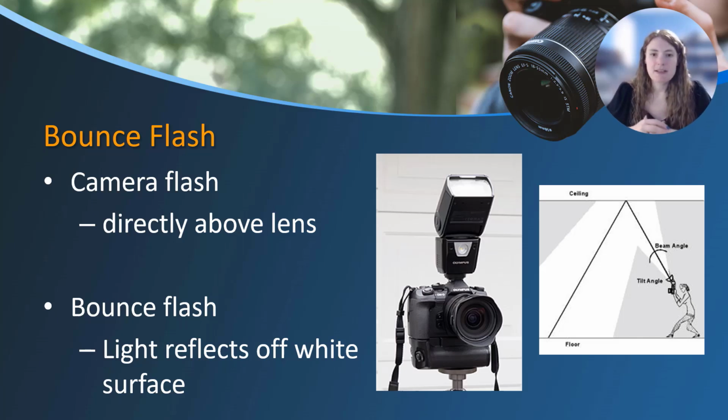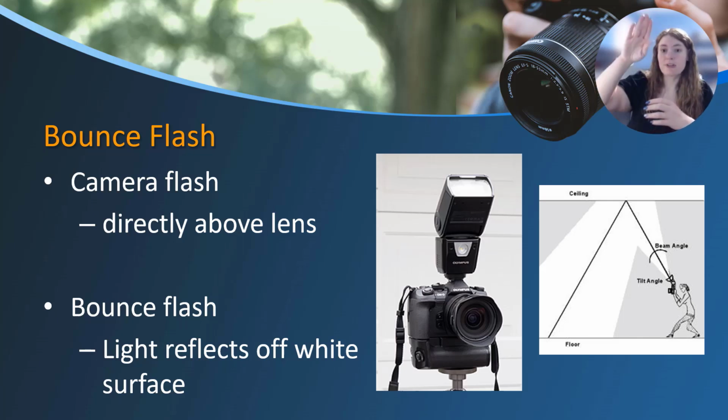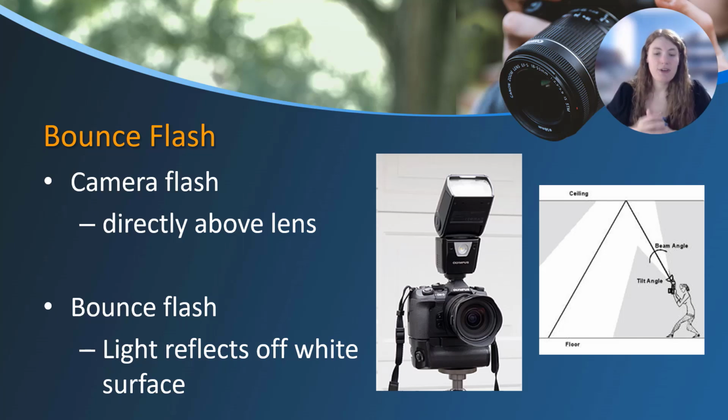The nice part about bounce flash is that it does not require a lot of fancy equipment. Flash units can usually be tilted in multiple directions, so the easiest way to take a photograph with bounce flash is to attach the flash unit to the camera, tilt it upwards towards the ceiling or towards another reflective surface, and then take the photo like normal. You can see that process illustrated in the photographs on this slide.